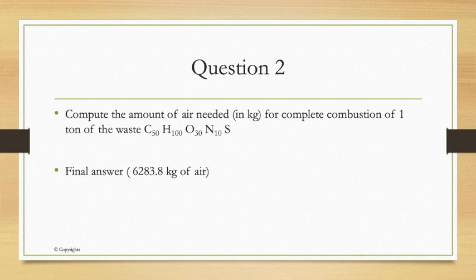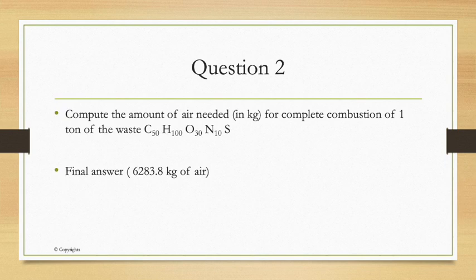Here, as you can see, question 2 is the same. It needs the computation of the amount of air needed in kilograms for complete combustion of 1 ton of the waste. It gives you the chemical formula. As we said before, here the chemical formula is given. So first of all, you are going to calculate the amount in grams for this chemical formula.